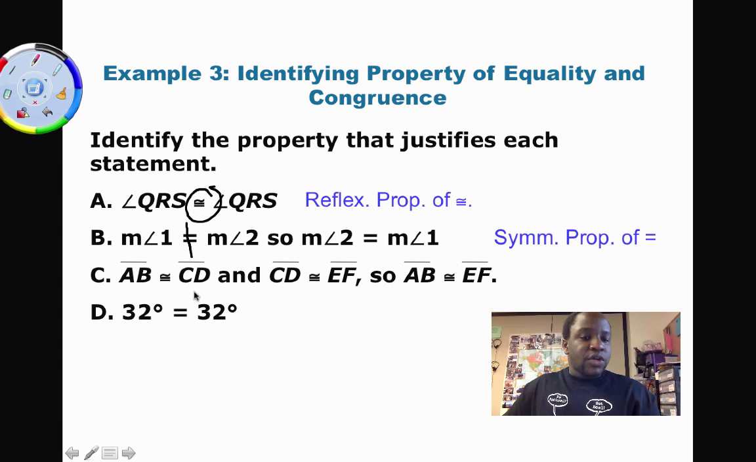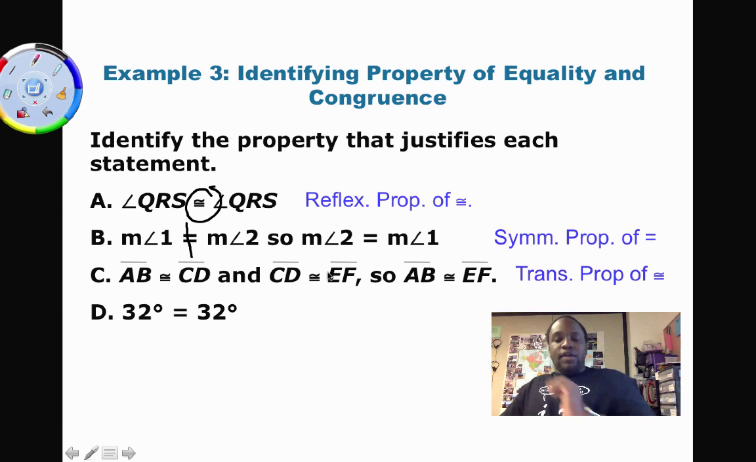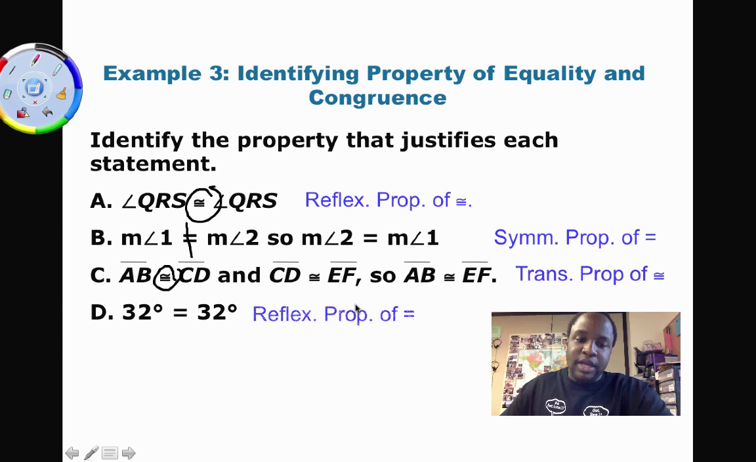Segment AB is congruent to segment CD, and segment CD is congruent to segment EF, so segment AB is congruent to segment EF. This is the transitive property of congruence. It's transitive because it's kind of like the law of syllogism. There's like a logic chain going on, and it's congruence because there's a congruence sign. And lastly, 32 degrees is equal to 32 degrees. This is the reflexive property of equality. It's the same number, and we're using an equal sign.